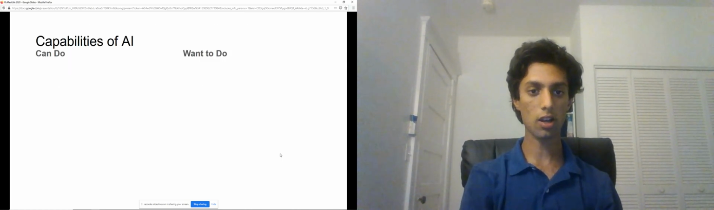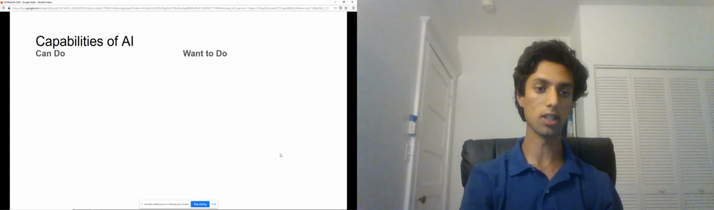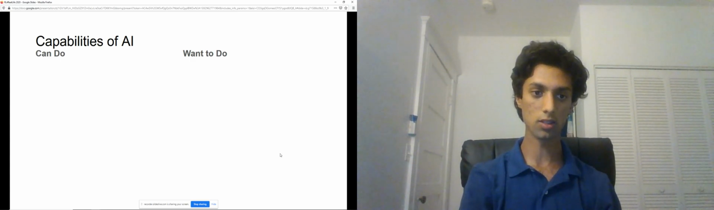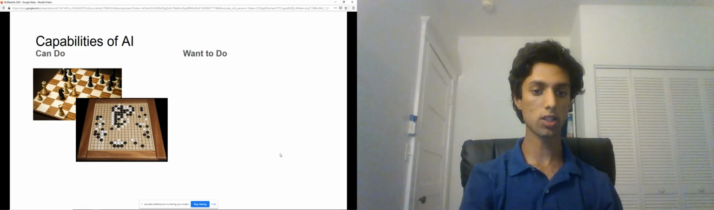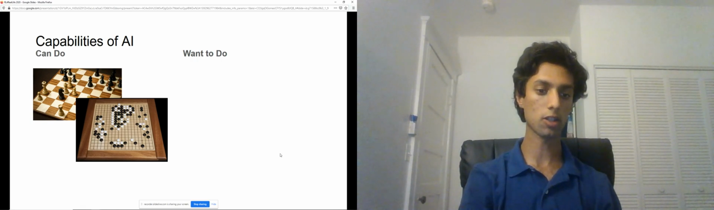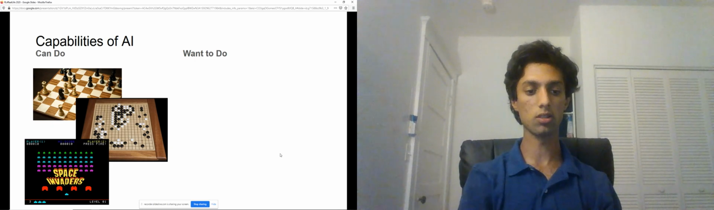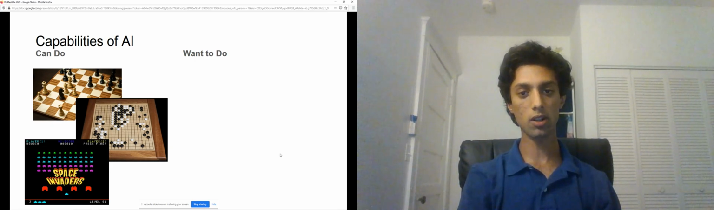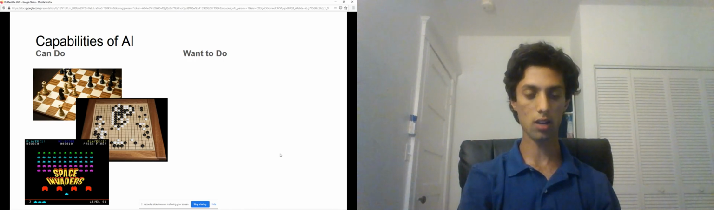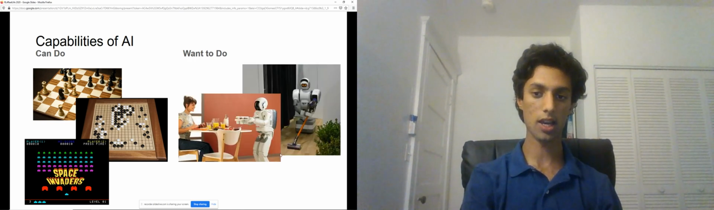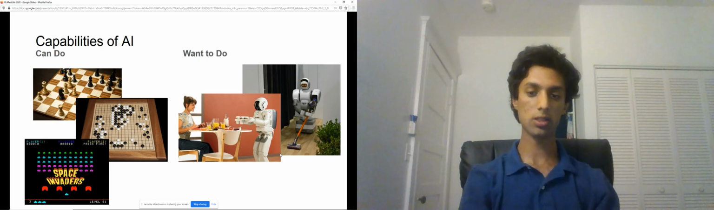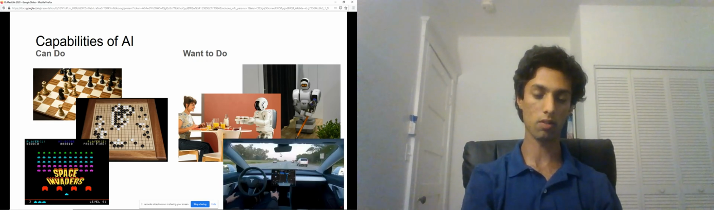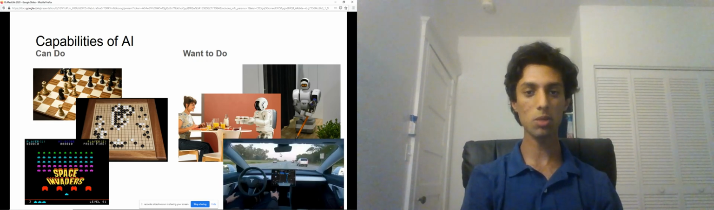So currently, artificial intelligence has a lot of capabilities. We've been able to do a lot of great things in this field, such as playing chess and Go, both at a superhuman level, and we've been able to make a lot of progress in video games, such as Atari. However, what we want is artificial intelligence that can do things like clean our houses, serve us food, or drive our cars. And this seems to be a capability we don't quite have yet.